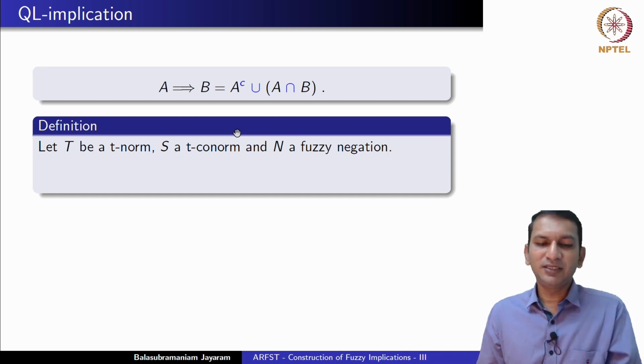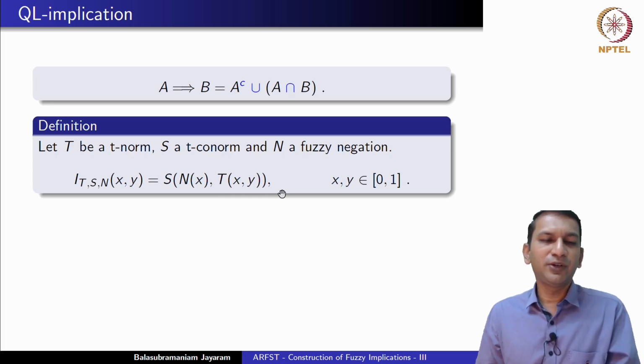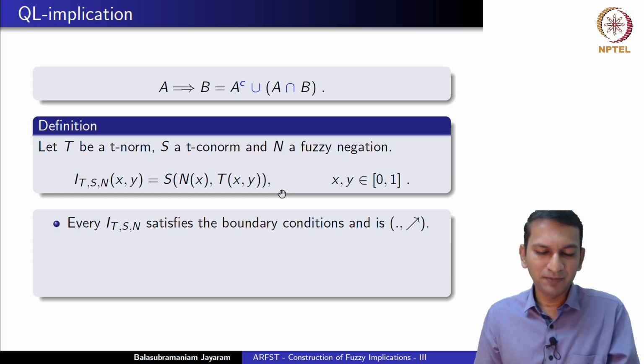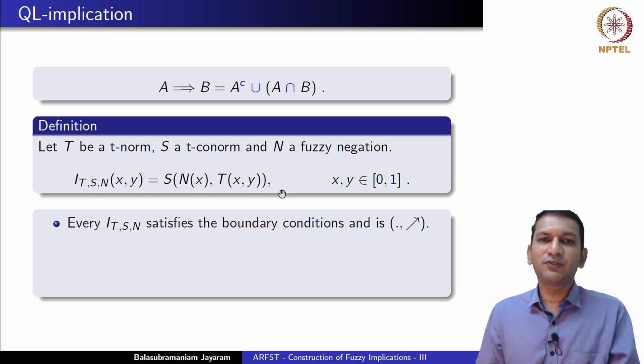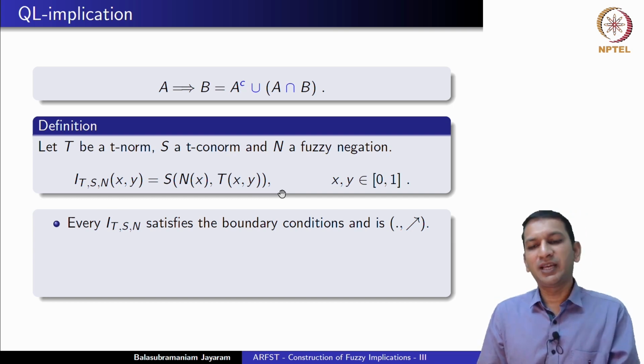So we start with these three operations, a T norm, a T conorm, and a fuzzy negation, and define a function I like this: S of N x, T of x y. And since this function is based on these three operators, T, S, and N, we often denote it as I_TSN. While every I_TSN satisfies the boundary conditions of a fuzzy implication and is also increasing in the second variable, the decreasingness of this function, so defined, in the first variable is not guaranteed.